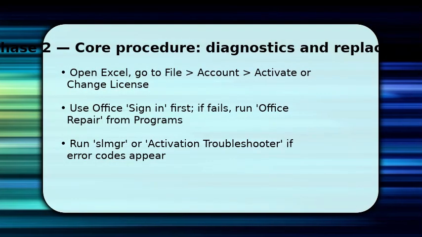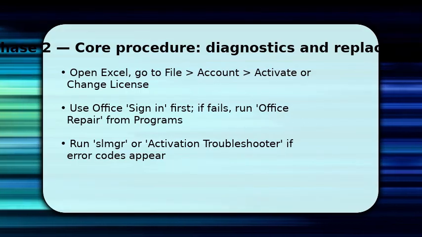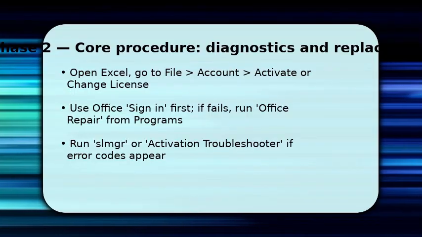Next, you perform the activation flow. Open Excel, go to File, Account, and choose Activate or Change License. Sign in with the verified Microsoft account so the product can link to your subscription. If sign-in fails, run Programs and Features, Microsoft Office, Change, Online Repair to refresh activation components.